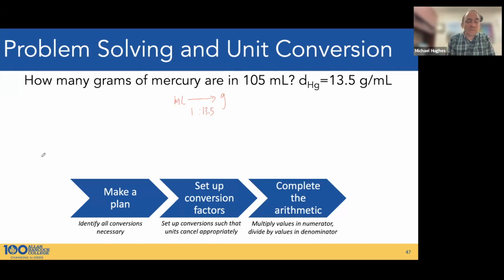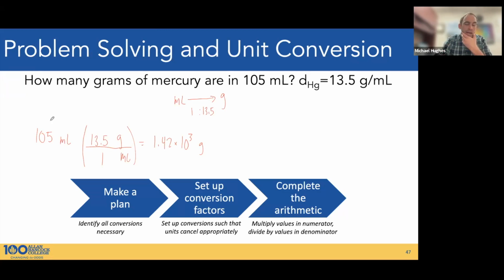All right, let's start with what we know, which is 105 milliliters. We want milliliters to go away, and we want grams to come out. So we're going to use our pass-through unit and know that there is 13.5 grams in every 1 milliliter of mercury. And so multiply what's on top, and we end up, using 3 sig figs, with 1.42 times 10 to the third grams, or 1,420 grams of mercury in 105 mils. It's very heavy for its volume.